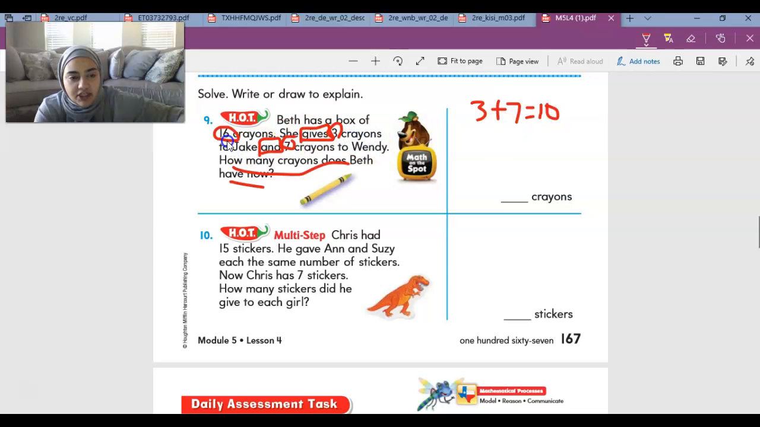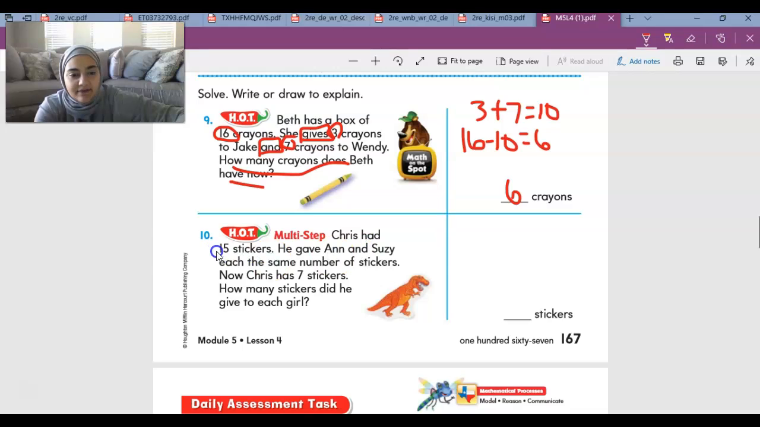Well, how many did she have? Well, she had 16. So now 16 take away 10 is what? Is 6. Very good. So she has 6 crowns left. Okay. All right, let's look at this one.